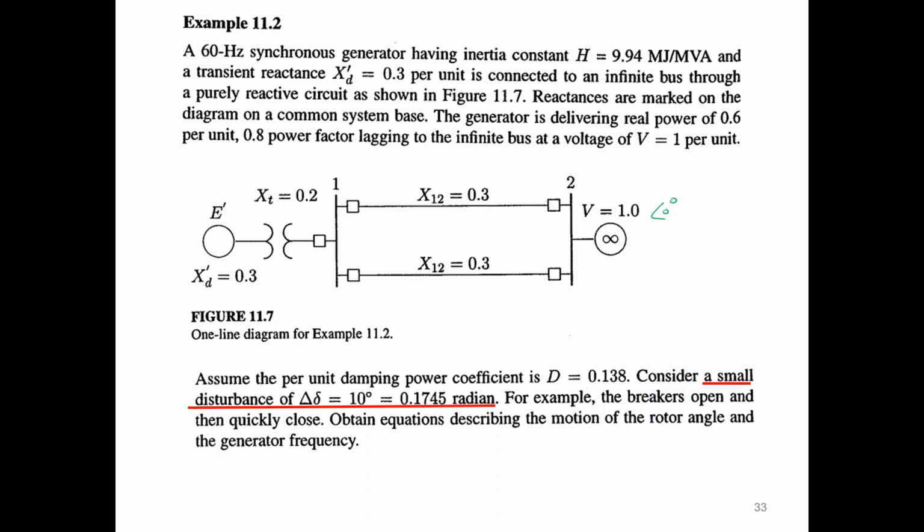Okay, assume that the per unit damping coefficient of the generator is 1.138, and we assume a small disturbance of 10 electrical degrees, equivalent to 0.1745 radian. And for example, the circuit breakers open quickly. Obtain the equation that describes the motion of the rotor angle, okay, the motion of the rotor angle.